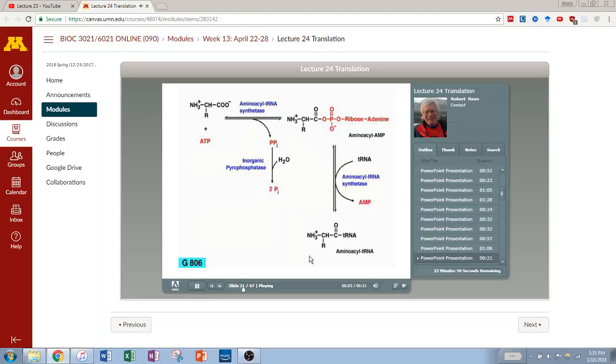The covalent attachment of an amino acid to a transfer RNA is an energy-requiring process that's coupled to the hydrolysis of ATP to AMP and inorganic pyrophosphate. An amino acyl AMP serves as an activated intermediate in this process.